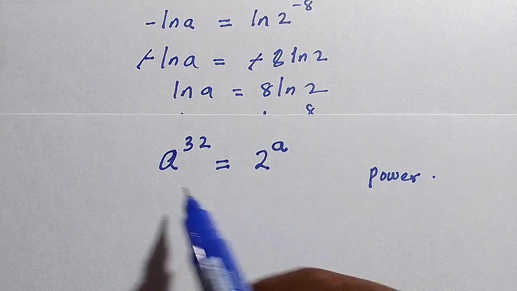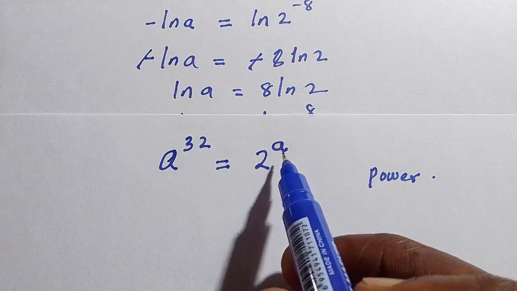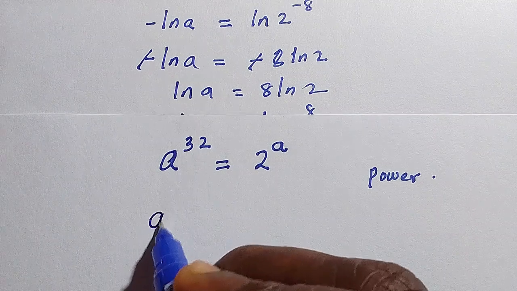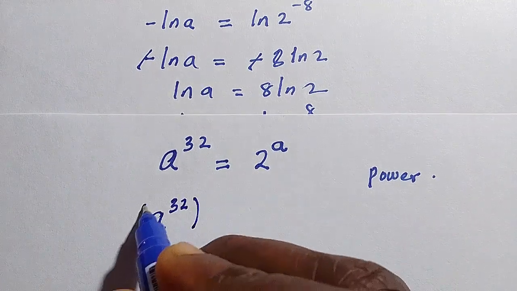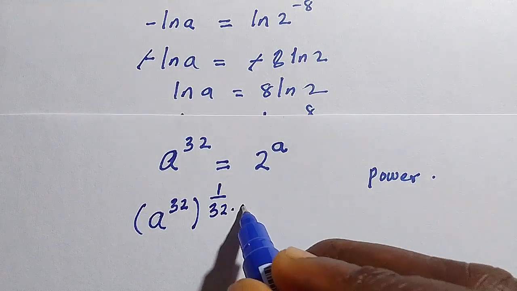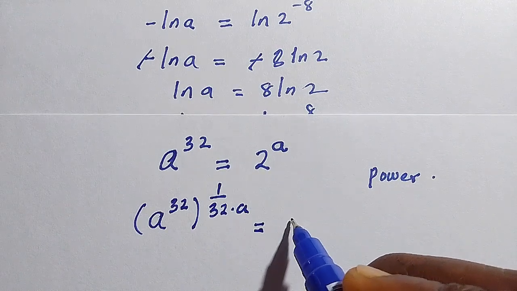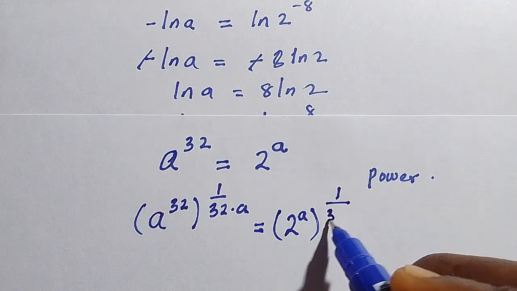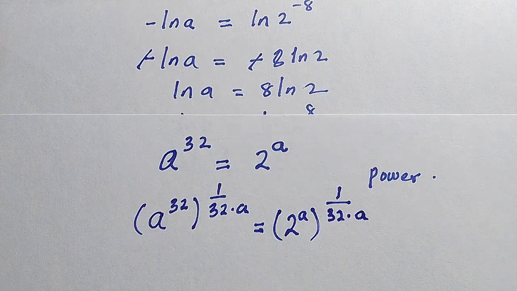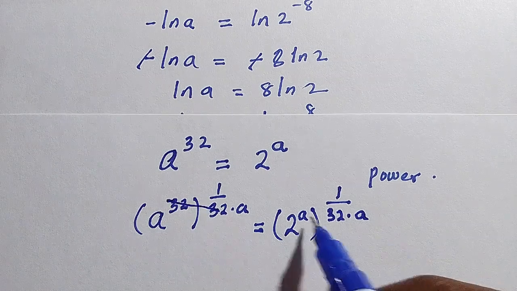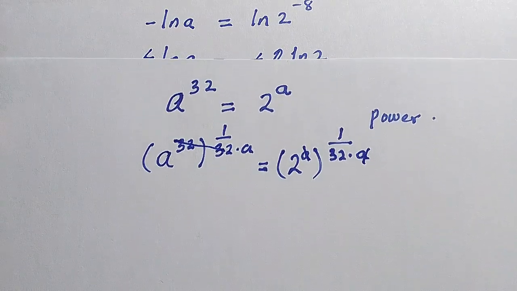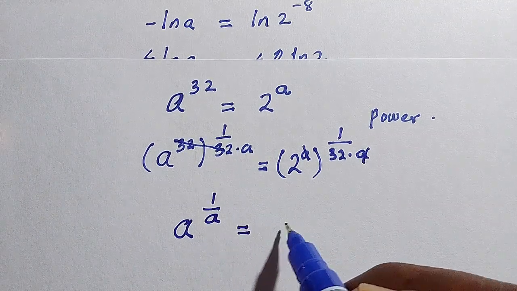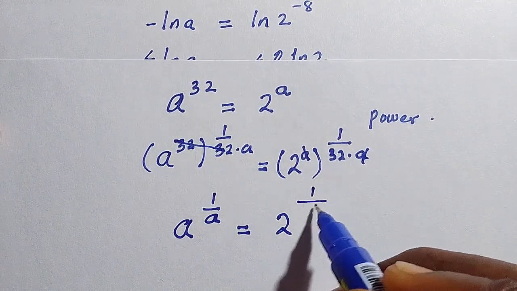So here we have a to the power of 32 equals 2 to the power of a. So for the power method, suppose I raise both sides of this equation to the power of 1 divided by 32 multiplied by a. This also equals 2 to the power of a multiplied by 1 divided by 32 multiplied by a. So from here, 32 cancels and a also cancels a. So therefore we have a raised to power 1 divided by a equals 2 to the power of 1 divided by 32.